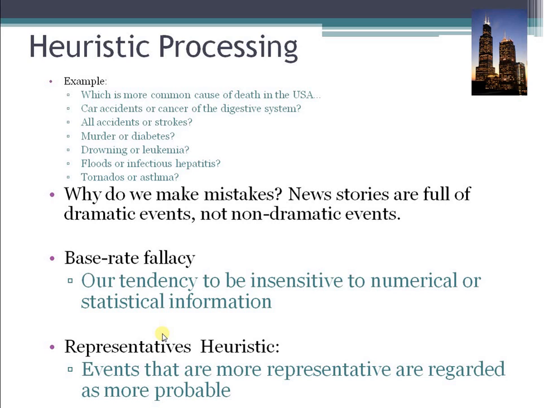The other side to that is this idea of the representativeness heuristic. Right? Events that are more representative are regarded as more probable, right? We perceive sharks to be dangerous, right? And so sharks are representative of this idea of danger, and so they seem more dangerous to us than bees.